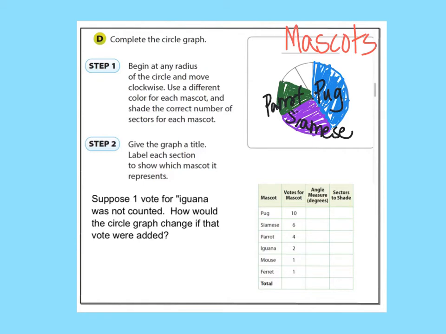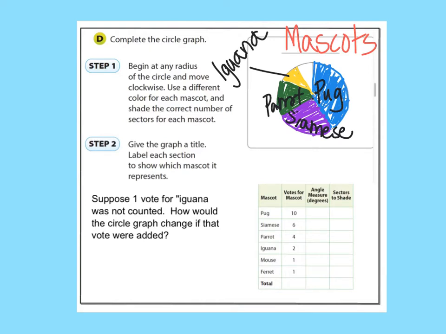Iguana had 2 votes. 2 votes was equivalent to 1 section. So the iguana gets this whole section. Not quite big enough for me to label, so I'll just draw a little line and write iguana.